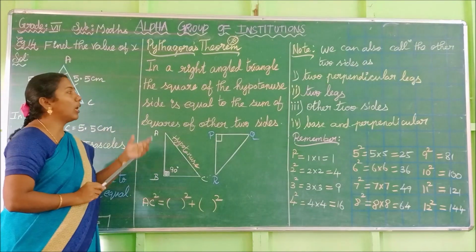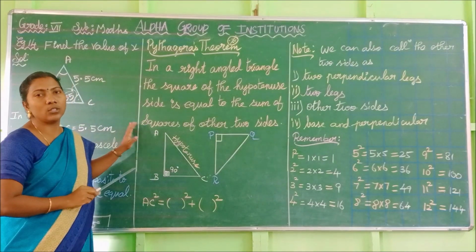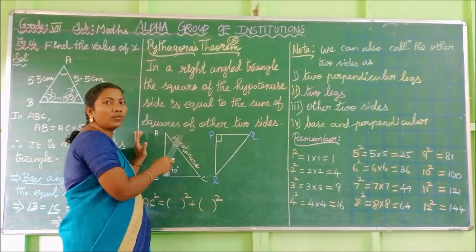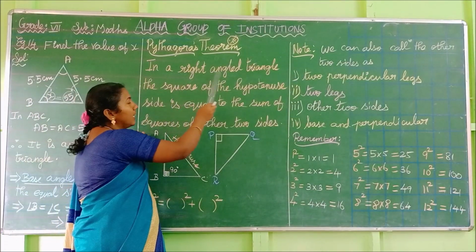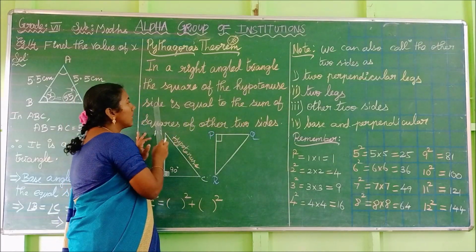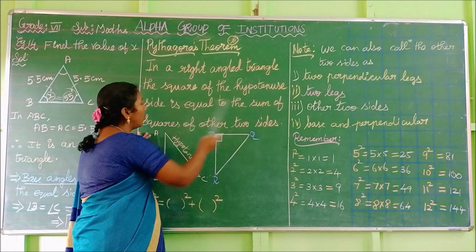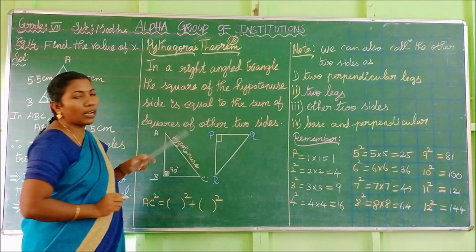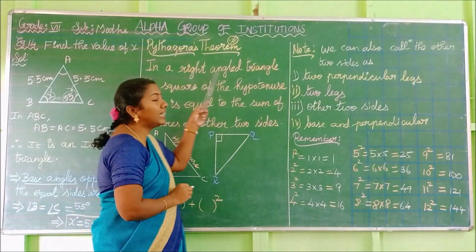Pythagoras theorem. You have this theorem up to your higher secondary, so listen to the class carefully. Now I am going to read the statement of this theorem. In a right angled triangle, the square of the hypotenuse side is equal to the sum of squares of the other two sides. This theorem is only applicable to right angle triangles.